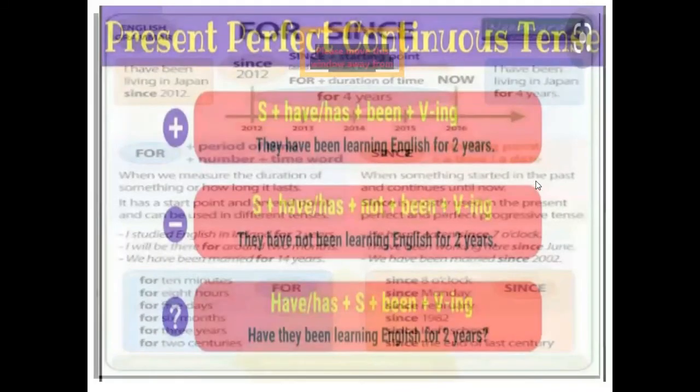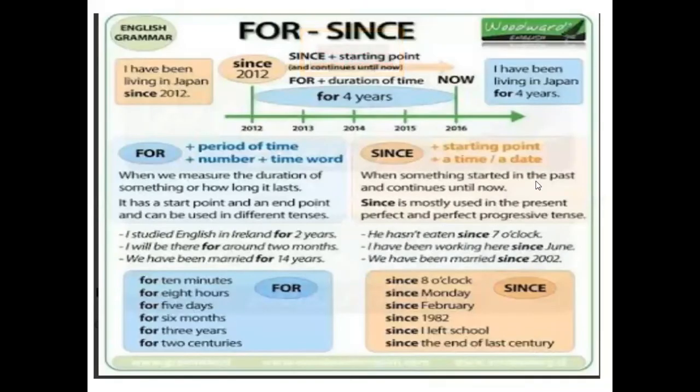Why are we using "since" in the sentence? When something started in the past and continued until now, "since" is mostly used in the present perfect and the perfect progressive tense. Progressive means the perfect continuous tense. For example, we use "since" for since 8 o'clock, since Monday, since February, since 1982, since I left school, and since the end of the last century.